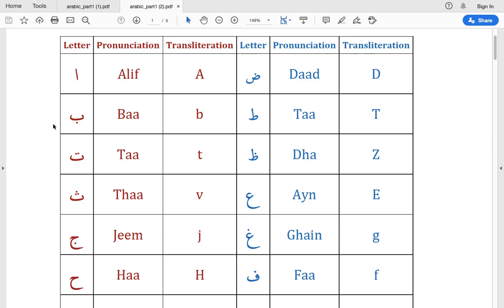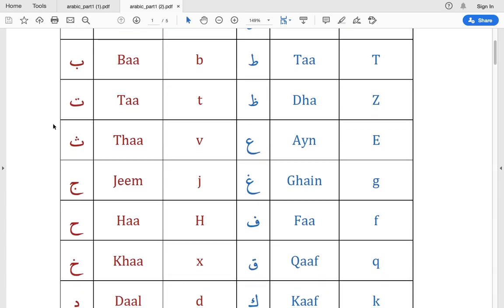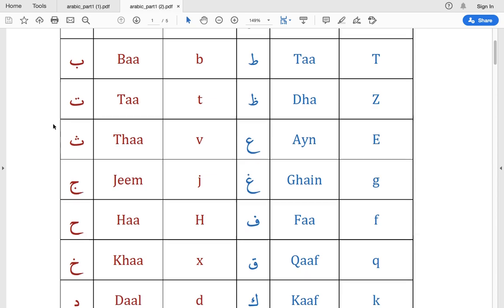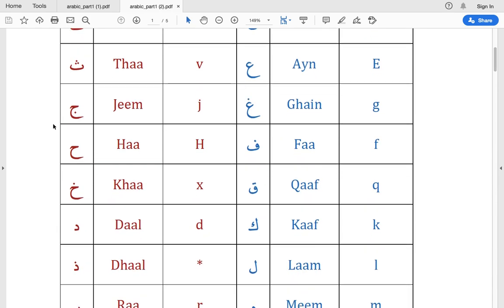The next letter is Ain. The next letter is Ghain. The next letter is Fa. The next letter is Qaf. The next letter is Kaf. The next letter is Lam.